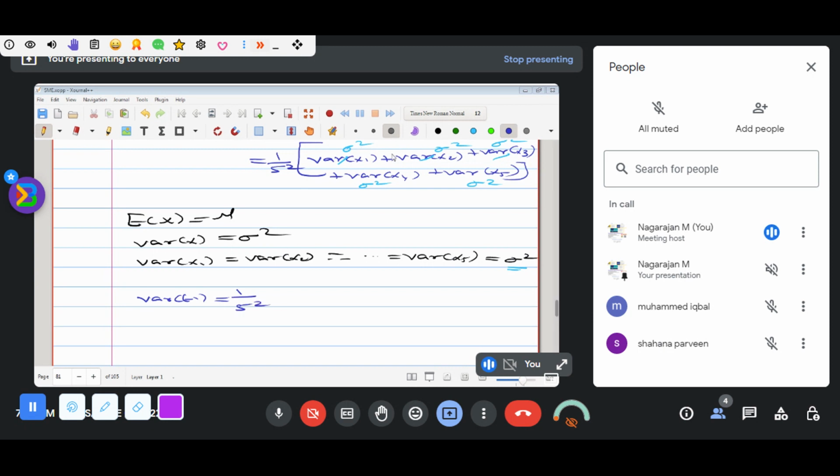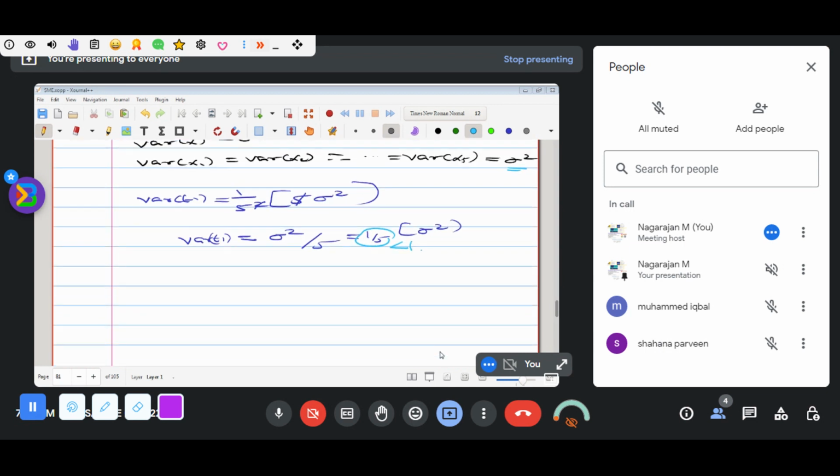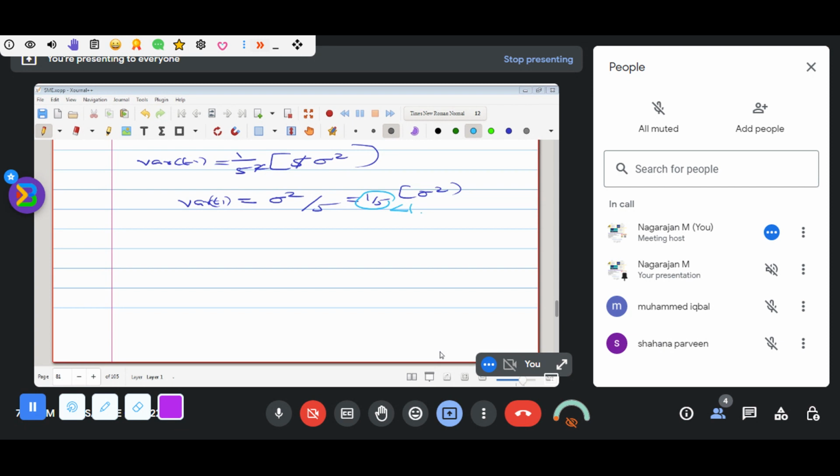How many times is it added? 1, 2, 3, 4, 5. Sigma squared is added 5 times, therefore 5 sigma squared. So the 5 cancels, and we get the result sigma squared divided by 5. This is the variance of T1. This is 1 by 5, which is a less than 1 condition. Therefore T1 is also a best estimator.